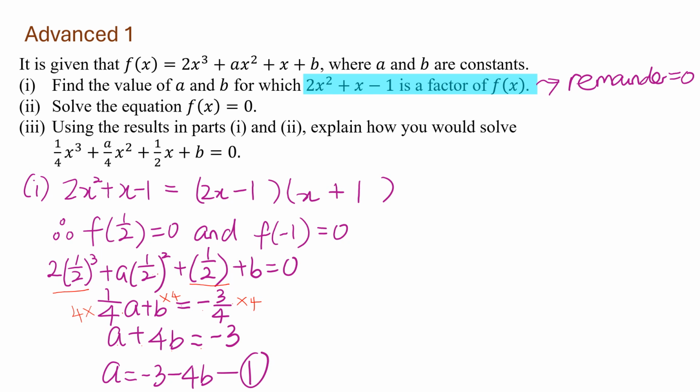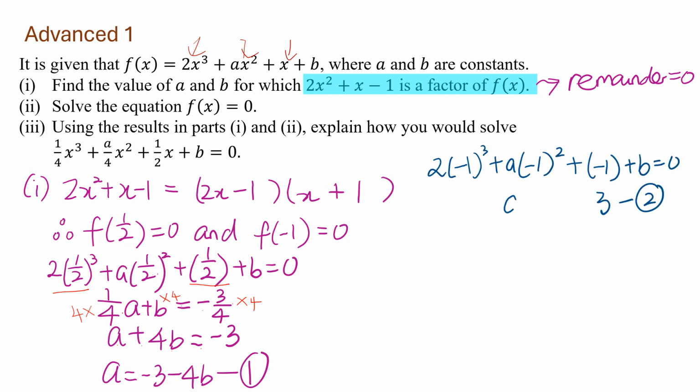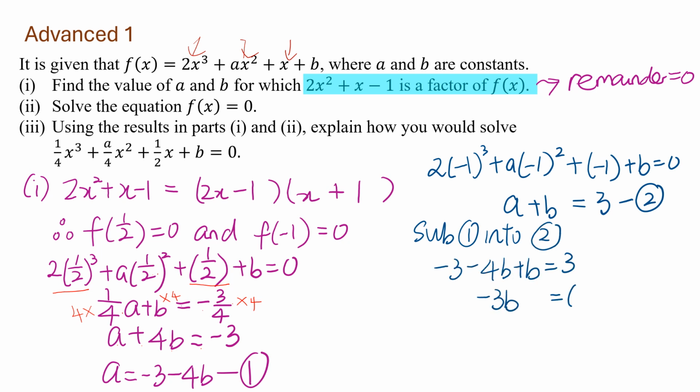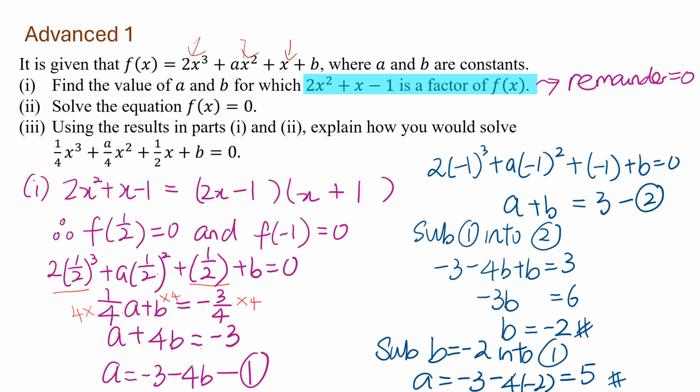Alright, so we can substitute x to be -1 to form a second equation. Substitute all the x here to be -1, and equate it to 0 because the remainder is 0. Right, so we form a second equation, and then we're going to substitute equation 1 into 2 so that I can find the values of b, which is -2. With the value of b found, I can substitute into equation 1 to find the values of a. Right, so this is how we can manage part 1.